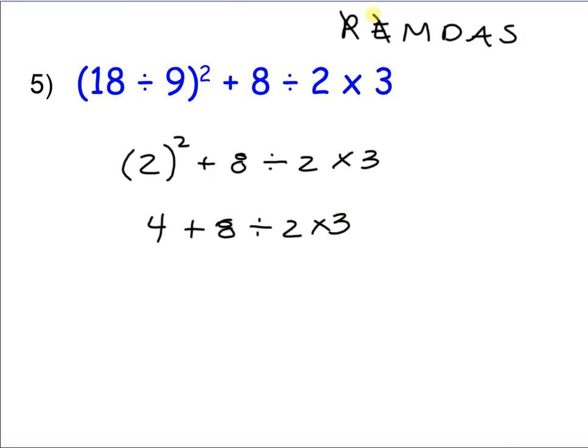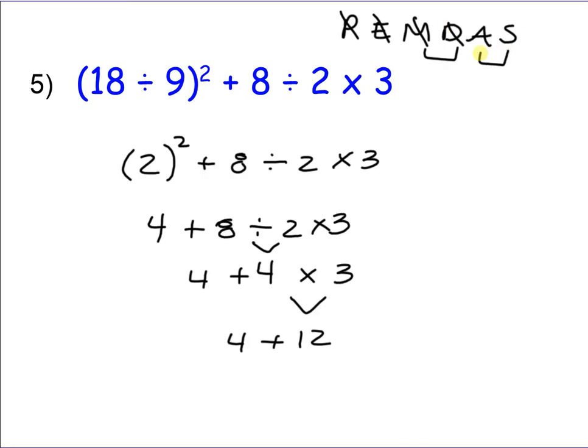I've taken care of my exponent. I do have multiplication and division, and remember we do that in order from left to right. So here's my first one. 8 divided by 2 is 4, and I'm going to rewrite the rest of the problem. And I still have some multiplication to take care of, so 4 times 3 is 12, and I'm going to rewrite the rest of the problem. I've taken care of my multiplication and my division. Now I have addition and subtraction in order from left to right. I only have addition left. 4 plus 12 is going to be 16.